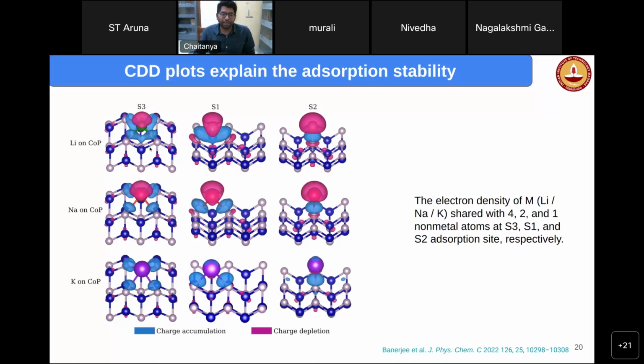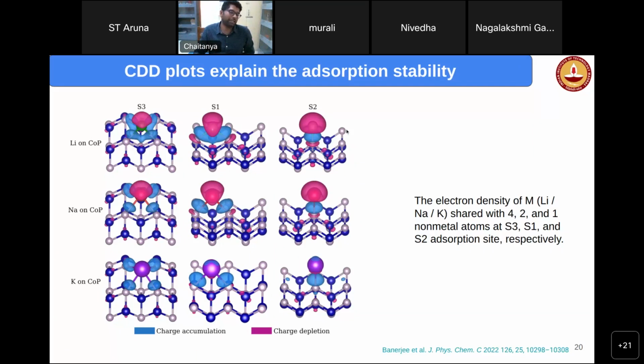So you can clearly see, for all the three cases, this is the charge accumulation. That means between the metal atom and the non-metal site, there is an accumulation of charge at the S3 site, whereas the charge depletion is happening from the metal. That means there is a transfer of electrons from the metal side to in between the metal and the non-metal sites. That means a strong bond is forming between these two. And at the S3 site, as you can clearly see, four such strong bonds are formed, whereas at S1 there are only two, and at S2 there is only one bond.